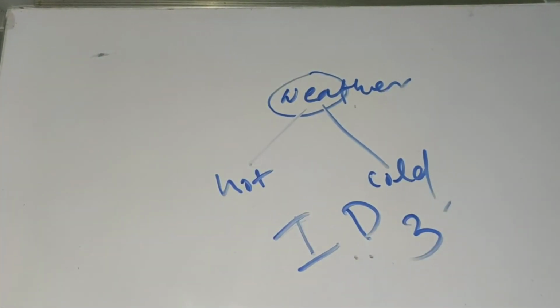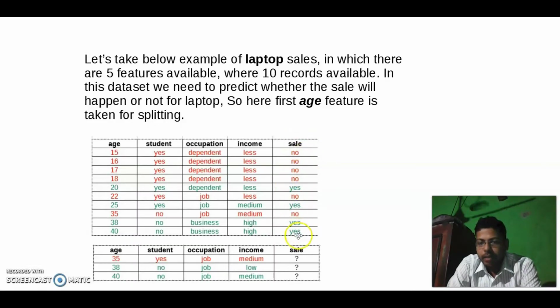So ID3 means iterative dichotomizer. You can see there are some of the options present already in the sell column, but in the new data, if new data comes, we won't be having this sell column there, or we won't be having data in that sell column. So in that sell column, we need to find out what will be the sells.